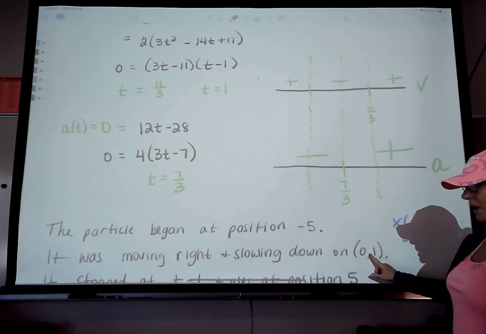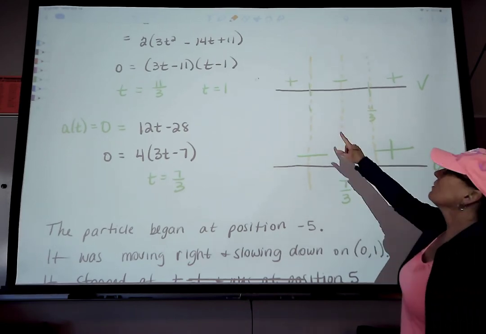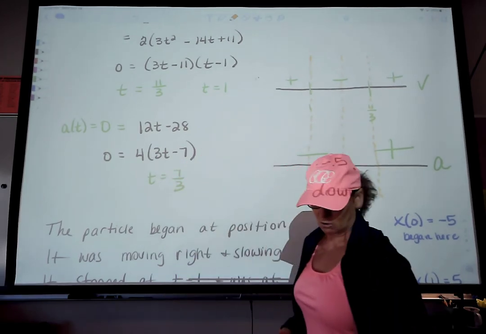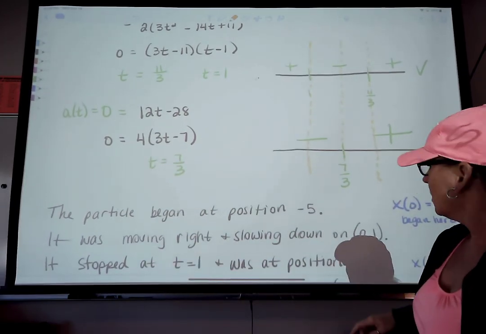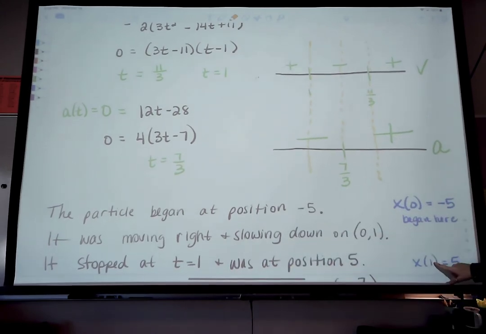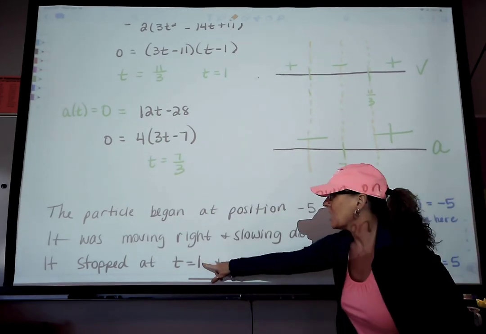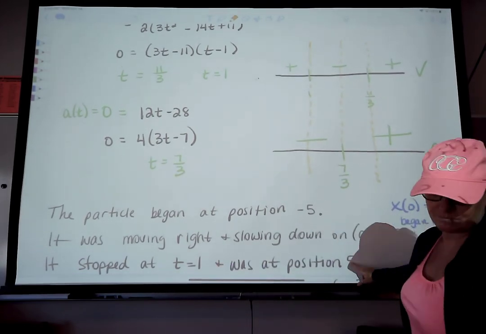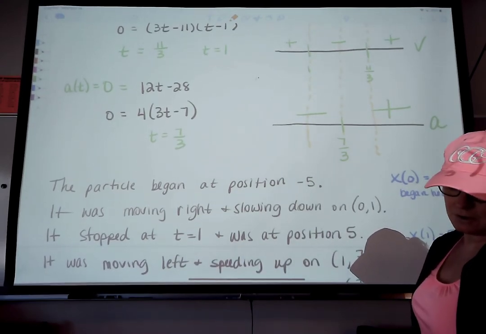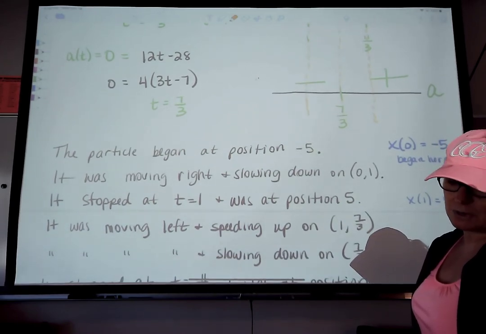Open interval, okay? Don't tell me it was moving right at 1, because you've already told me it was stopped at 1. Don't contradict yourself. Stopped at 1. Where was it? I plugged 1 into the position function and I got 5. So when it stopped, here's where it was. Then it was moving left and speeding up. And then it was moving left and slowing down.